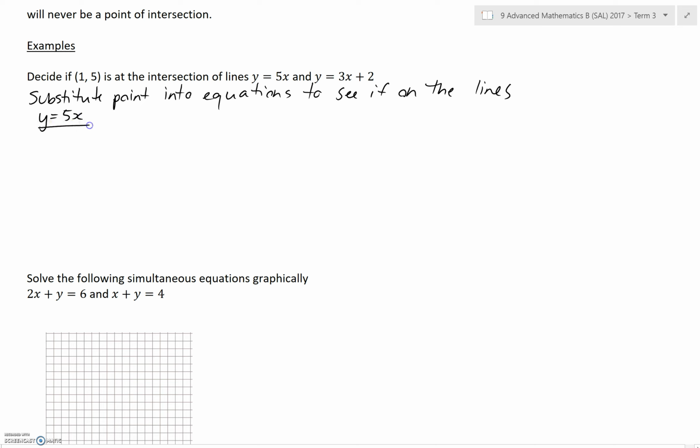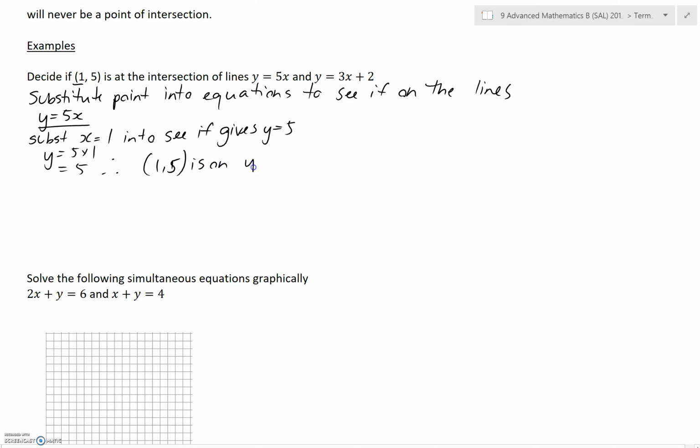So let's do that. So y equals 5x is the first one. I'm going to substitute x equal 1, which is the first part of my point, into the equation to see if it gives y equal to 5, which is the second part of the coordinate. So y equals 5 times 1, which equals 5. Therefore, we can say that point (1, 5) is indeed on the line. It's on y equals 5x. Done. Move on to the next one.